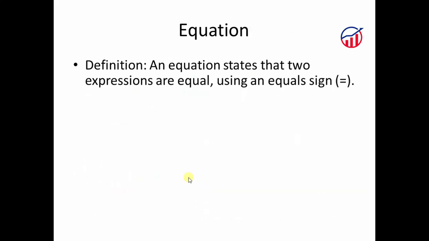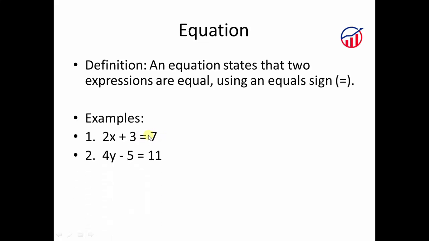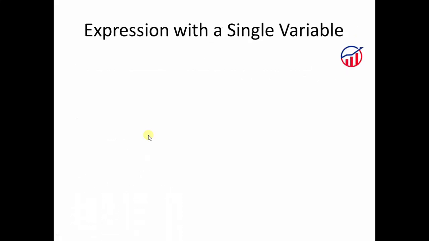So what is an equation? Basically, an equation states that two expressions are equal and uses an equal to sign. Let's check out an example. You can see the first example, 2x plus 3. This is an expression, as you have seen. 2x plus 3 is equal to 7, so it uses an equal sign in between. 4y minus 5 is 11, 3a plus 2b is 6, m square plus 4n is equal to 10.